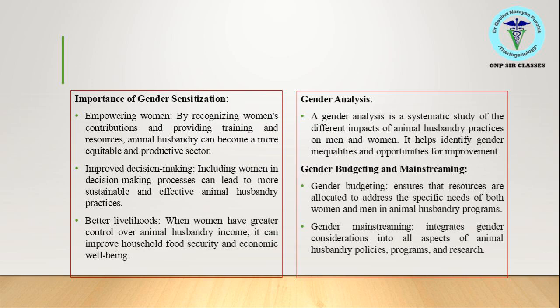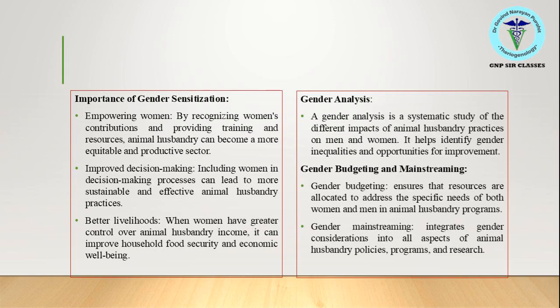Improved decision-making. Including women in decision-making processes can lead to more sustainable and effective animal husbandry practices. Better livelihoods. When women have greater control over animal husbandry income, it can improve household food security and economic well-being. Gender analysis. A gender analysis is a systematic study of the different impacts of animal husbandry practices on men and women. It helps identify gender inequalities and opportunities for improvement.